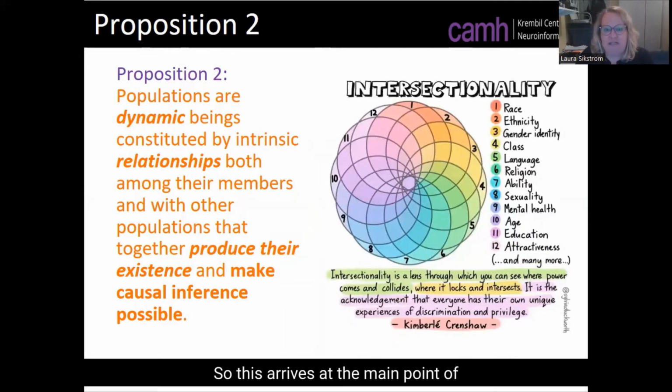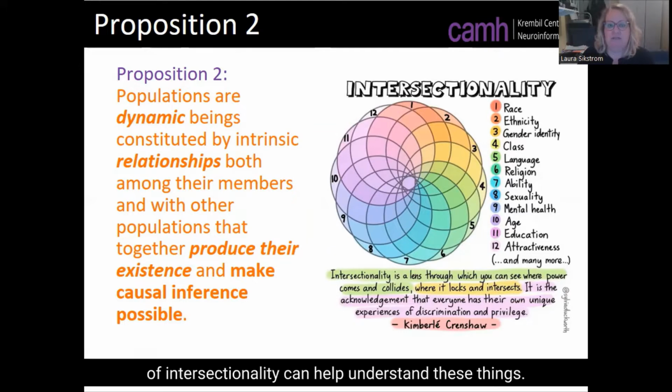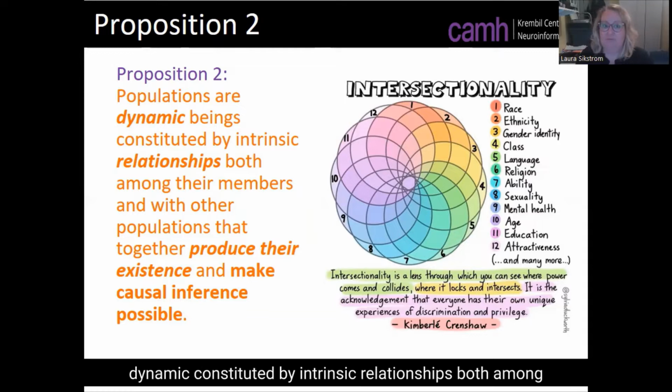So this arrives at the main point of this, which is how intersectionality, or the notion of intersectionality, can help us understand these things. And Nancy Krieger's observation that populations are dynamic, constituted by intrinsic relationships both among their members, so between groups, and with other populations that together produce their existence. And this makes causal inference possible. What she is pointing out is that to make conclusions about these differences, we also have to understand how these populations came to be. How do we define them?